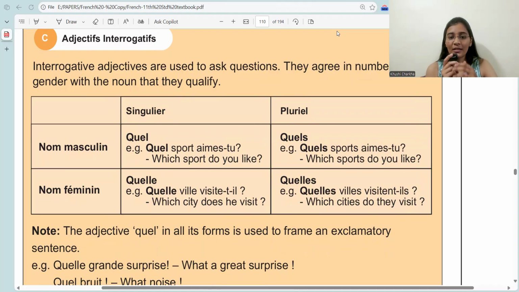Now for the plural: Quels sports aimez-vous? Now sport has become plural and it is masculine. So we'll add an S to the QUEL as well and it will become plural. Which sports do you like?